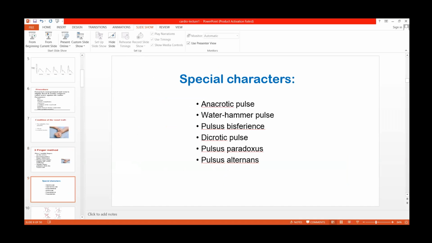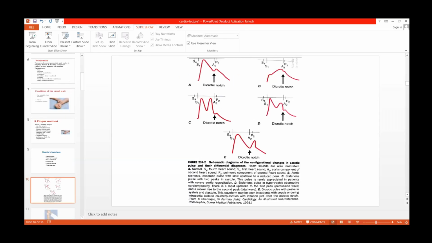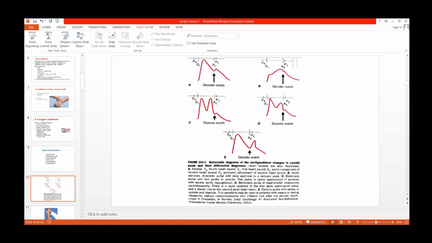What are the special characters of the pulse? Number one, anacrotic pulse, water hammer pulse, pulsus bisferiens, dicrotic pulse, pulsus paradoxus, and pulsus alternans. These are special types of pulse. Next, I just uploaded this picture from Harrison's book. So these are different types of pulse.